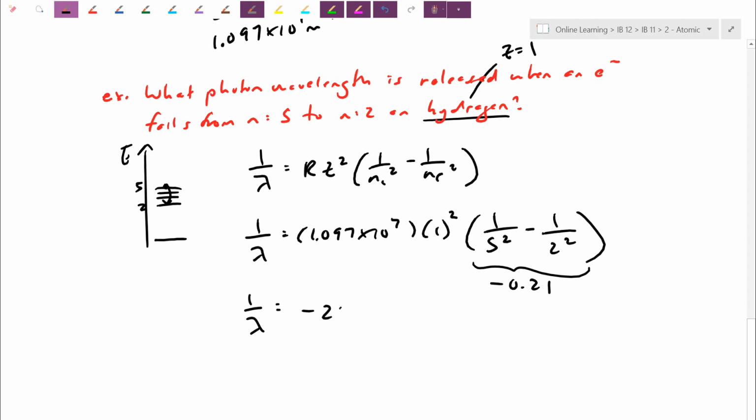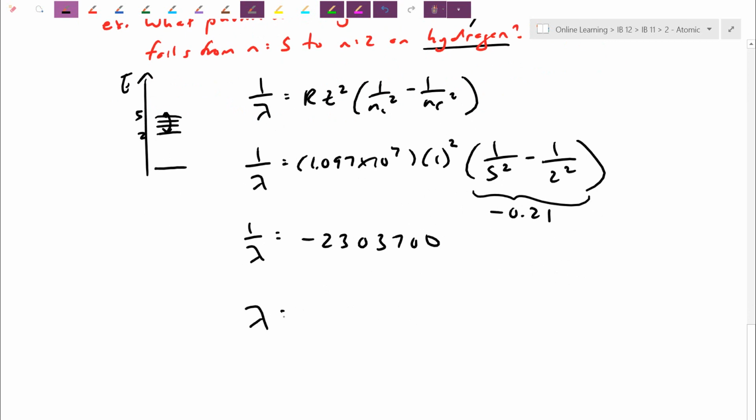I'm not quite done though. This is 2303700. This is still 1 over the wavelength. I still need to take the reciprocal of it. 1 over this 2 million number here gives me the wavelength. It's negative 4.34 times 10 to the negative 7. Right? In this case here, well, lambda is a distance. We're expecting it to be meters. But because it's a distance, I would expect it to be a positive number.